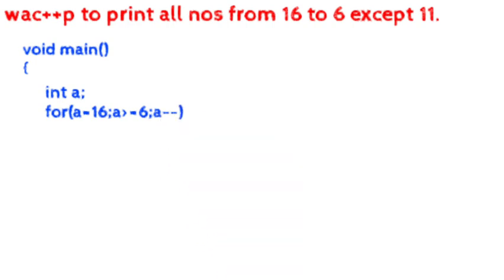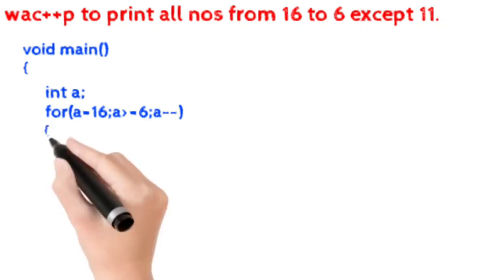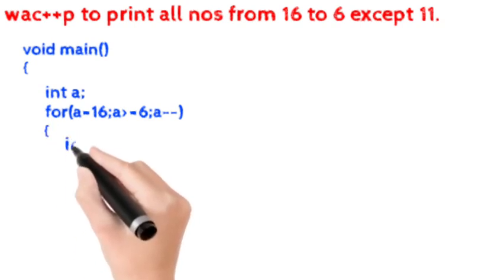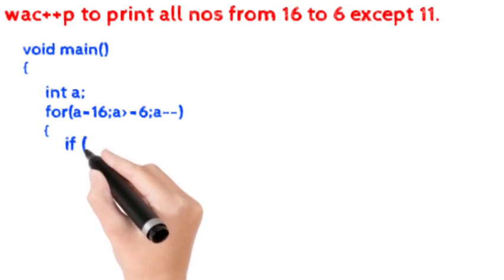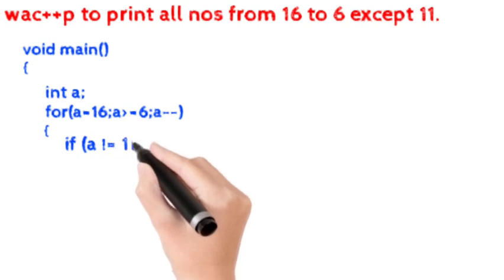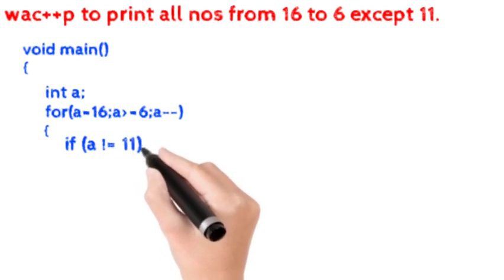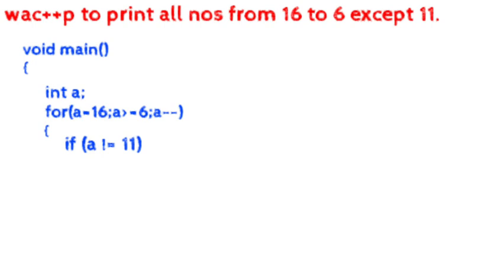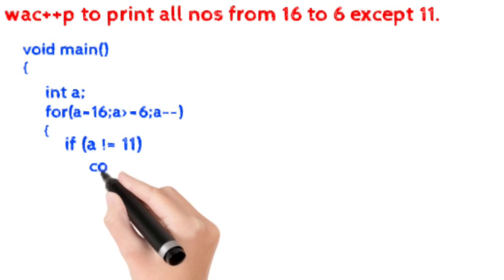Why? Now it is going in decrement order. As it is going in decrement order, we need to specify a minus minus. So every time it will decrease by 1. A minus minus means a equal to a minus 1. Now we have to print all numbers but except 11. So we have to specify if a not equal to, not symbol is exclamation, equal to 11. So if it is not equal to 11, it means the value of a is not 11, then it's supposed to print the value of a.